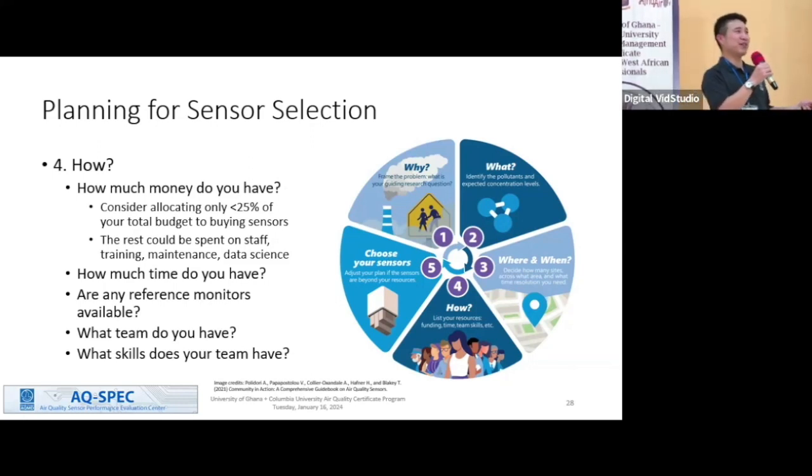If you don't have a lot of time, you may not be able to actually pursue all the goals that you set out to. Again, are there any reference monitors available nearby? What kind of team do you have? I'm going to go on the next slide about some important functions of an air monitoring team, and also what kind of skills they need to have.